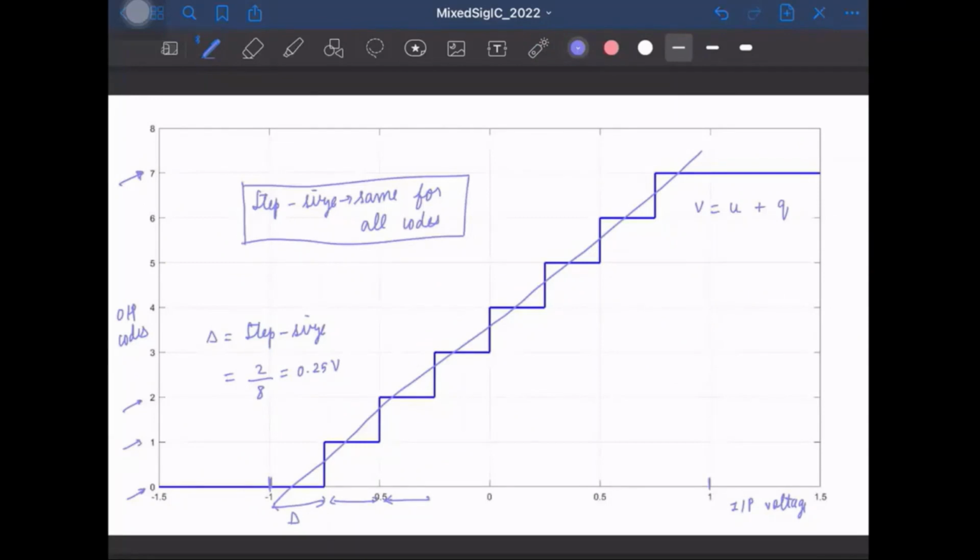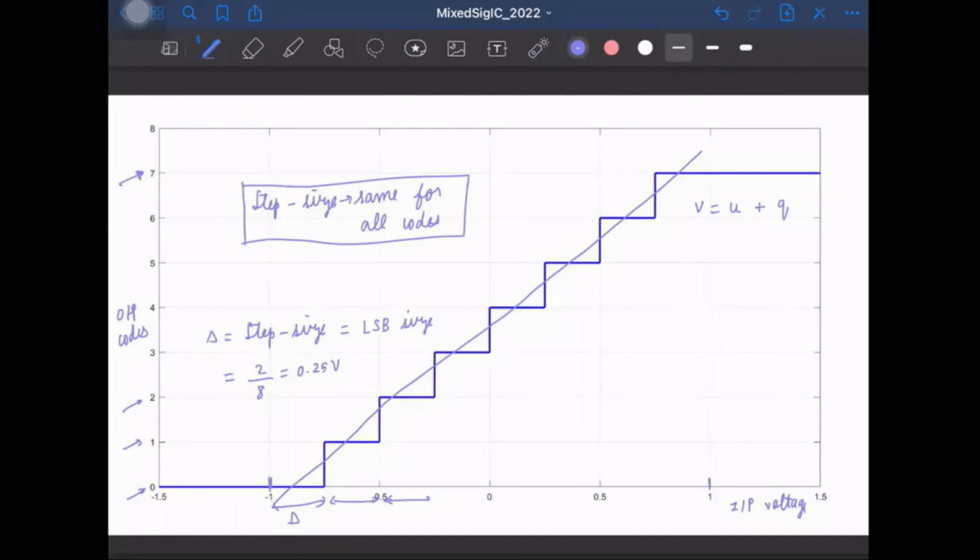Okay, and a bit of terminology. So this step size here is also called the LSB size, where LSB stands for the least significant bit. And this is called so because this delta is the change in the voltage you need to change the output code by 1 LSB, right? From say 0 to 1 or 1 to 2 and so on. The input voltage has to change by at least delta, right?